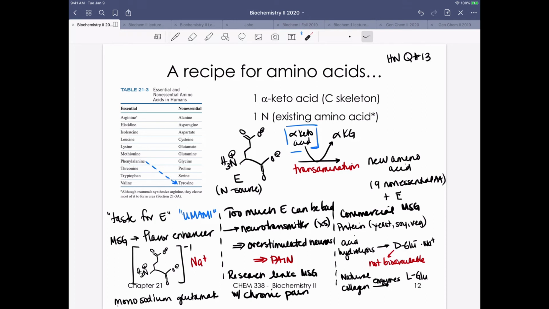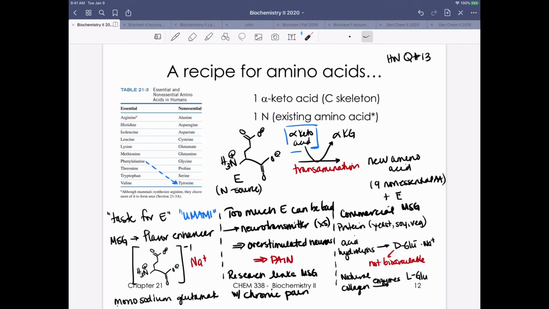Like, you can actually walk in and on the shelf just buy MSG as a flavor enhancer. Often how it's made is by degradation of proteins and then isolating just the MSG from it. But one of the things that's interesting to think about is, if the protein source is something non-animal, so for example yeast, soy, or vegetable, even though you do acid hydrolysis and isolate glutamic acid, you are often isolating the D stereoisomer of it.